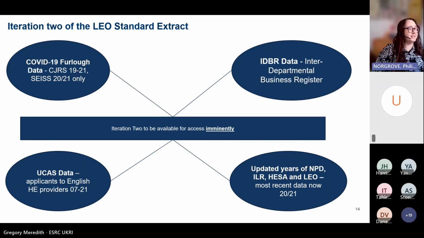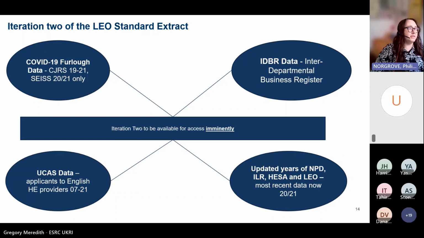So actually, this is a really exciting time for the Leo programme, and we're just on the cusp of making the second iteration of the Leo standard extract available for researchers to access, and they'll be accessing that through the ONS SRS system. So this includes updated years of MPD, ILR, HESA and Leo data, with the most recent data available up to year 2021. The second iteration, which will be available imminently, will also see the inclusion of COVID-19 furlough data. And this will be the CJRS, which is the Coronavirus Job Retention Scheme data. And this is available for years 2019 to 2021.